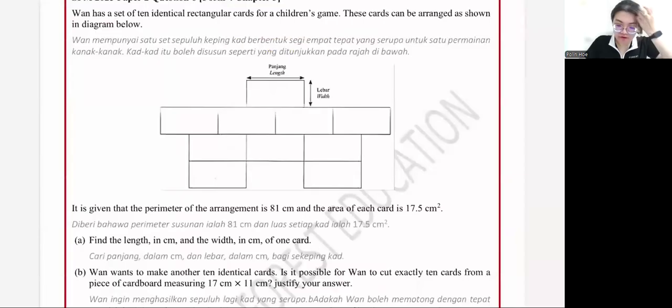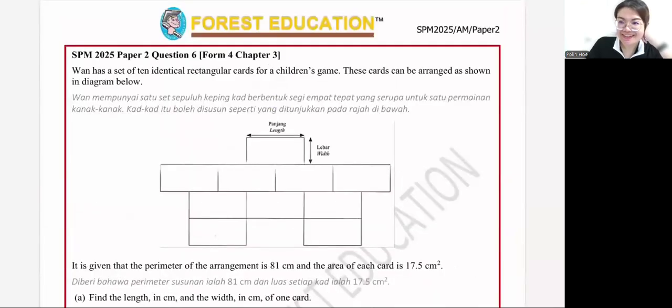This is Form 4, Chapter 3, System of Equations. For students who wish to focus on this chapter to pass only, please think twice. Chapter 3 will come out in either Paper 1 or Paper 2, either one only. Unless you're very lucky, then you get 2 questions. But so far, it never happened before.